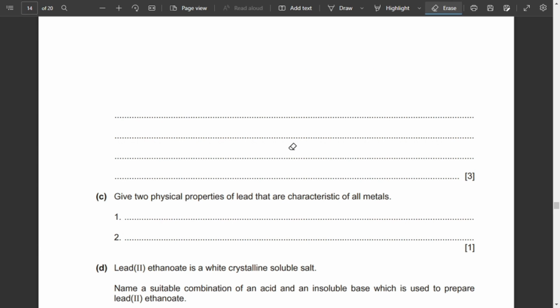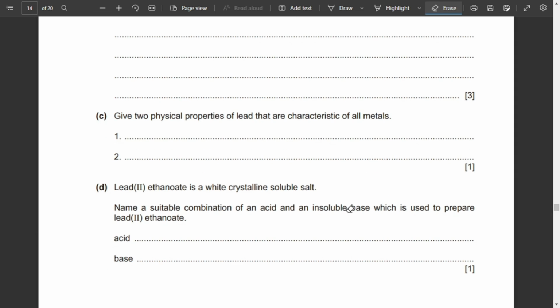Moving on to part C, give 2 physical properties of lead that are characteristics of all metals. So we need to tell about lead, and it is also characteristic of all metals. You can write general metal characteristics such as they're good electrical conductors, they're shiny, they're malleable, any two of them.